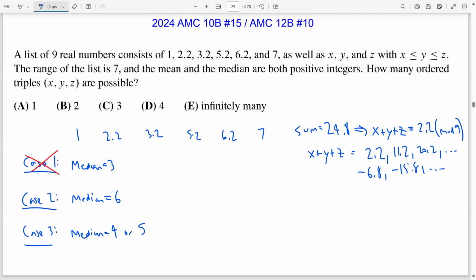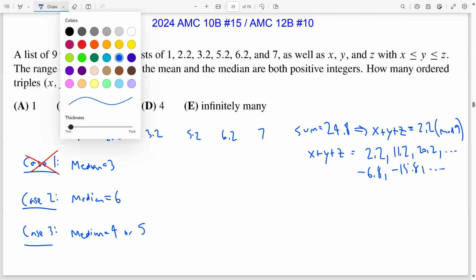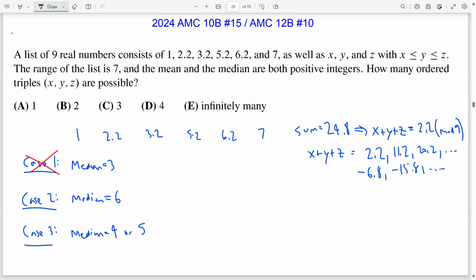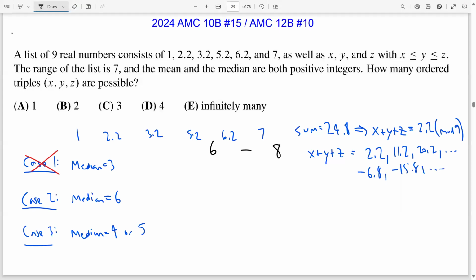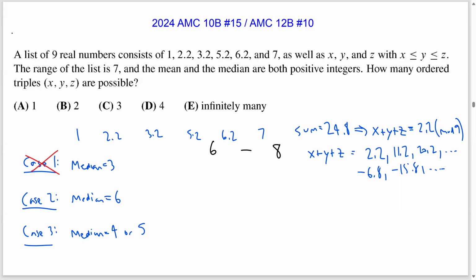Now let's look at case 2. Case 2 is where the median is 6. Now, if the median is 6, that means that the other two numbers are going to be something larger than 6, but we don't know exactly what they are. And using similar reasoning as before, we can conclude that the largest of the three unknown numbers has to be 8, because the range is 7.